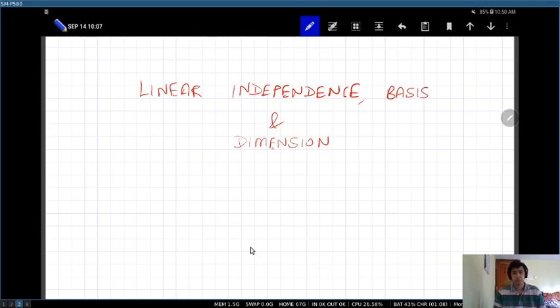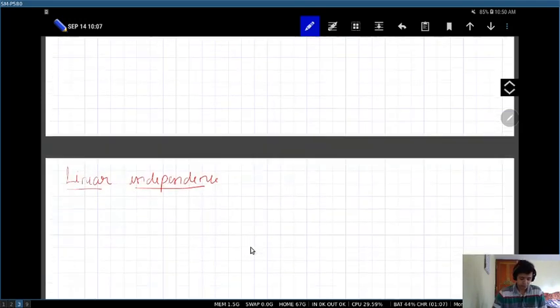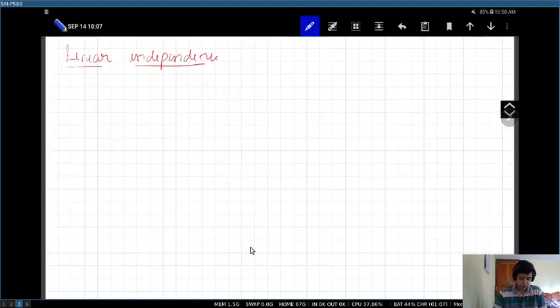Alright, so in this video we'll see more concepts regarding vector spaces and subspaces. In particular, we'll see the notion of linear independence, what a basis of a vector space is, and what the dimension of a vector space is. These are all concepts that you would have already seen at some point in one form or the other, but I'll give a more formal definition of each of these concepts.